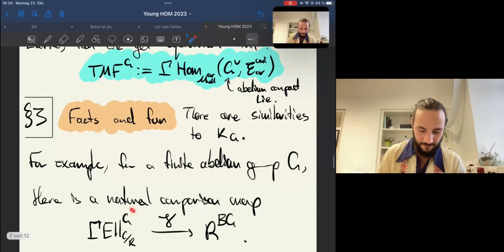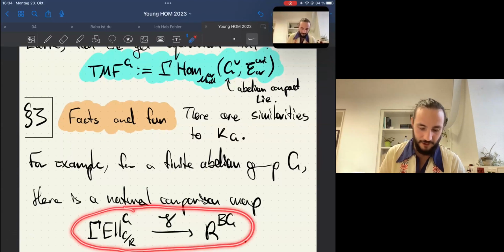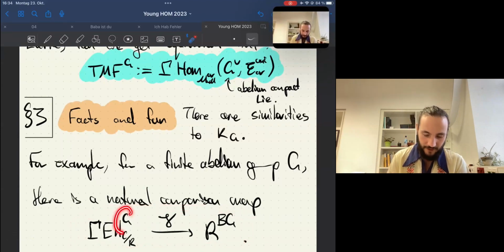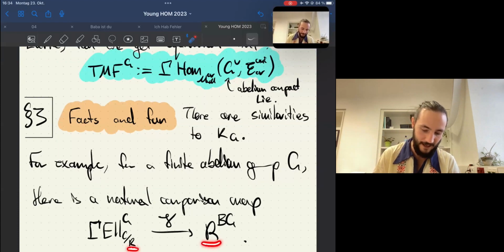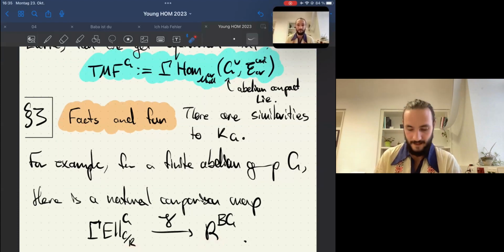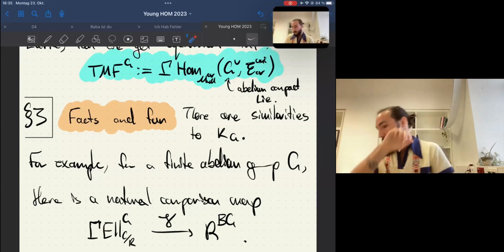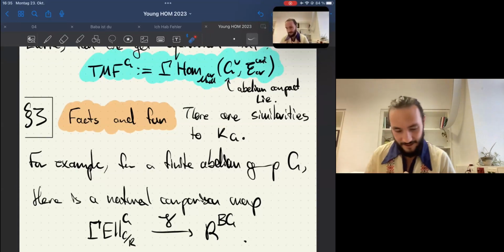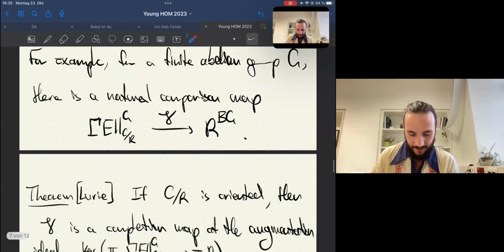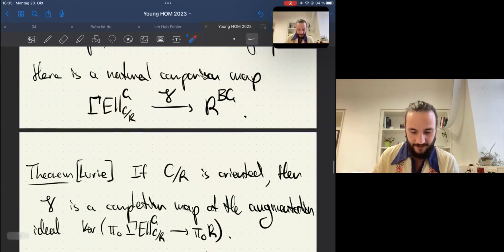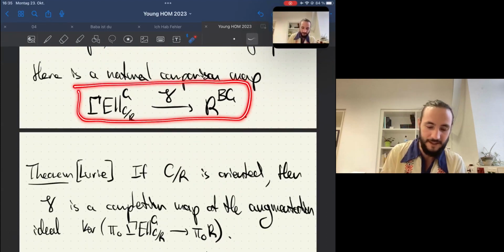Then we always have some natural comparison map like this, which goes from the G-equivariant elliptic cohomology as defined above to what I would call Borel equivariant cohomology of the base E-infinity ring R. So this R is the same as the R which the elliptic curve is defined over. And we have this natural comparison map, and there is a theorem due to Lurie, which says that this map is some sort of completion map.